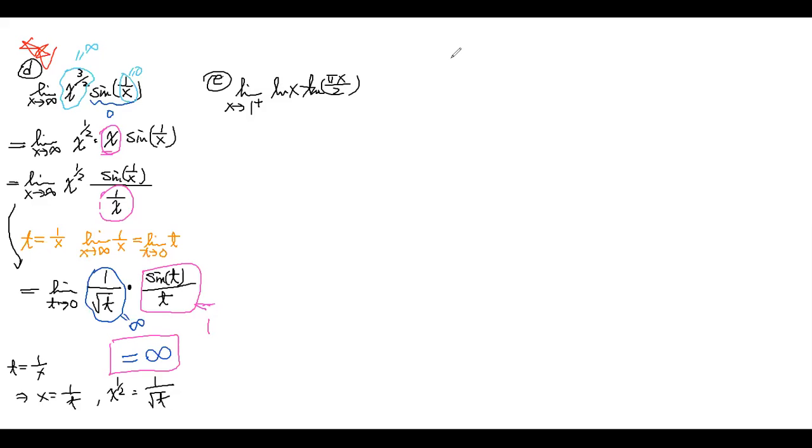Okay, so the first thing is we always check. As x approaches 1, natural log x approaches what? It approaches 0. As x approaches 1, tangent of pi x over 2 approaches negative infinity. The reason why this one is negative infinity, because this is my tangent, and because I approach 1 from the right-hand side, that means I'm approaching pi over 2 from the right-hand side. That's why it becomes negative infinity.